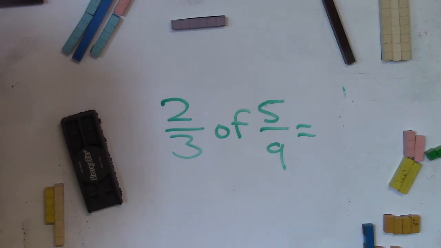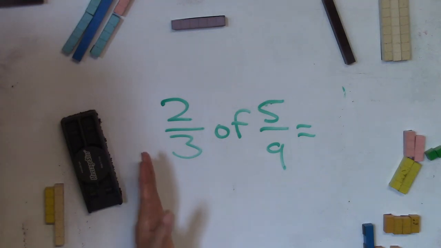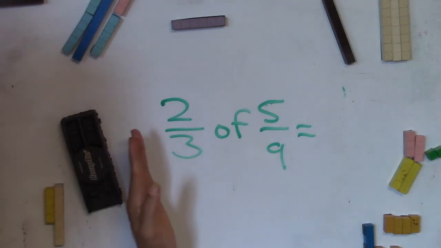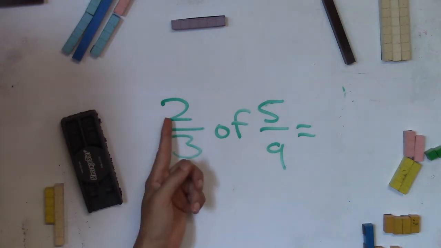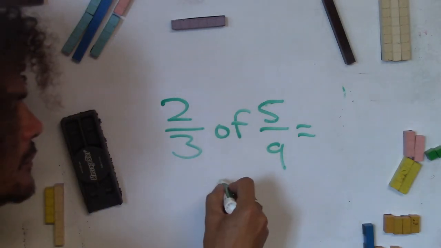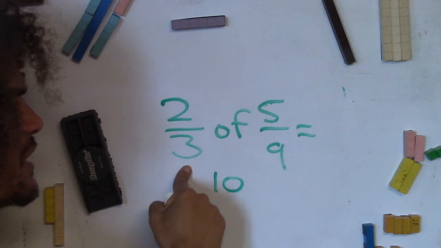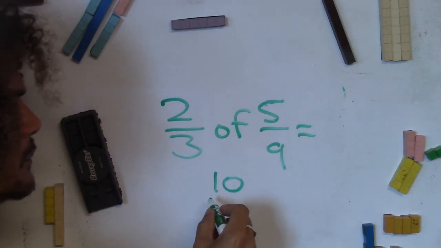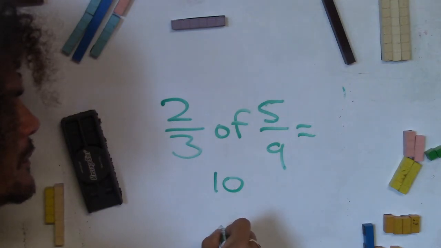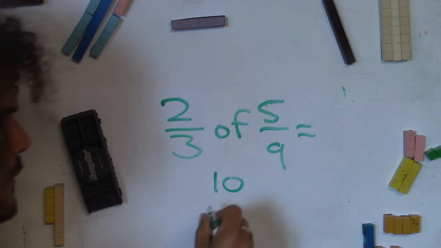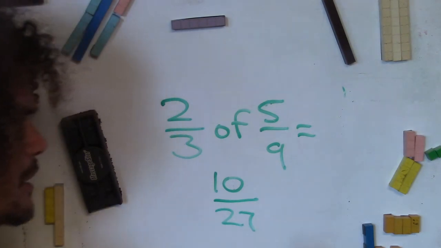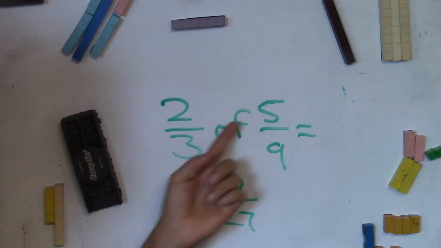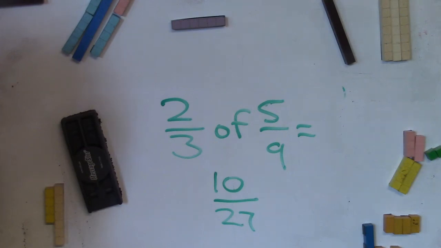So, you've got to figure out what 1/3 is. But at the same time, couldn't I just go straight across and just go 2 times 5 is? 2 times 5 equals 10. And 3 times 9 is? 3 times 9 equals 27. There you have it. So it turns out that 2/3 of 5/9 is 10/27. And I cannot reduce or anything.